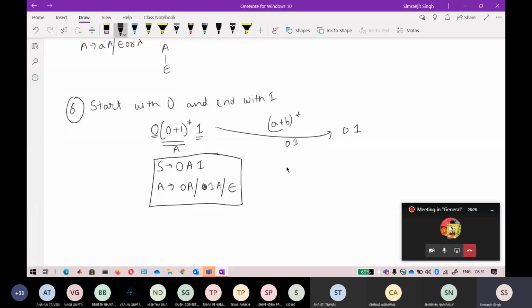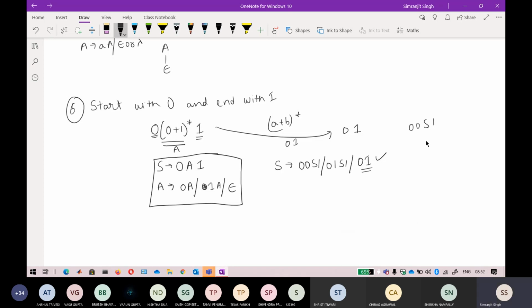I think Brijesh has also given us another language. Just let me see. S tends to 00S1 and 01S1 and then 01. Okay, so the smallest string is absolutely possible. And then what exactly is happening? 00S1. Why are there two zeros? It is starting with the 0 and ending with 1. So from this language, I cannot derive a string.